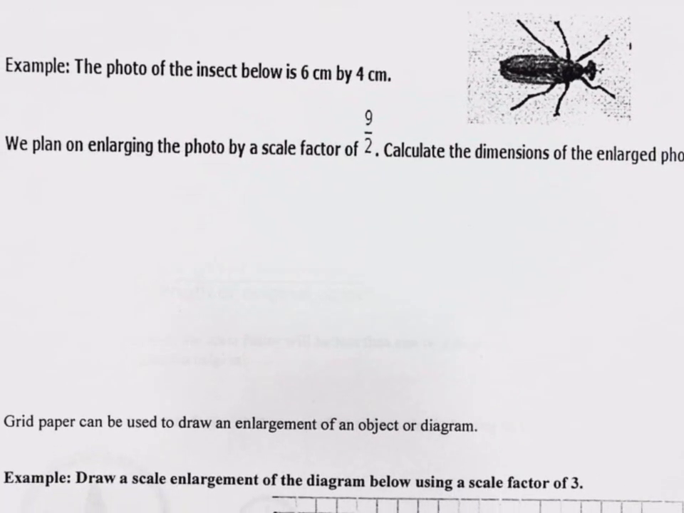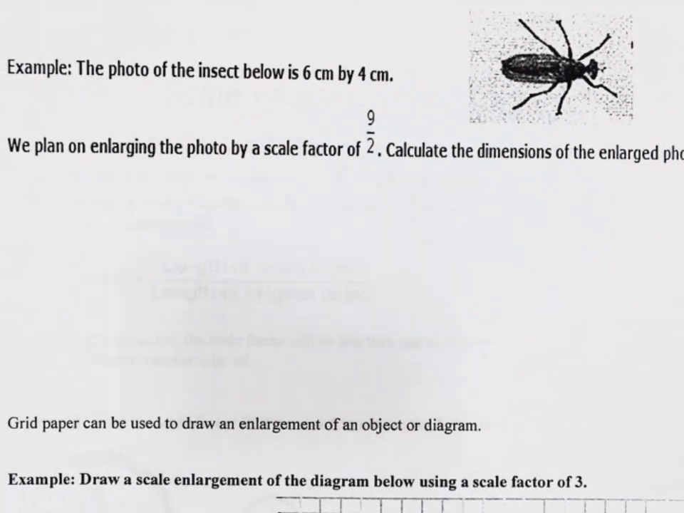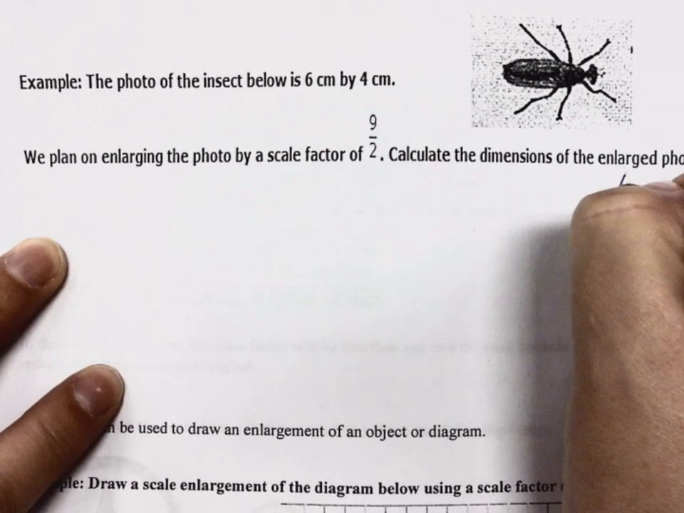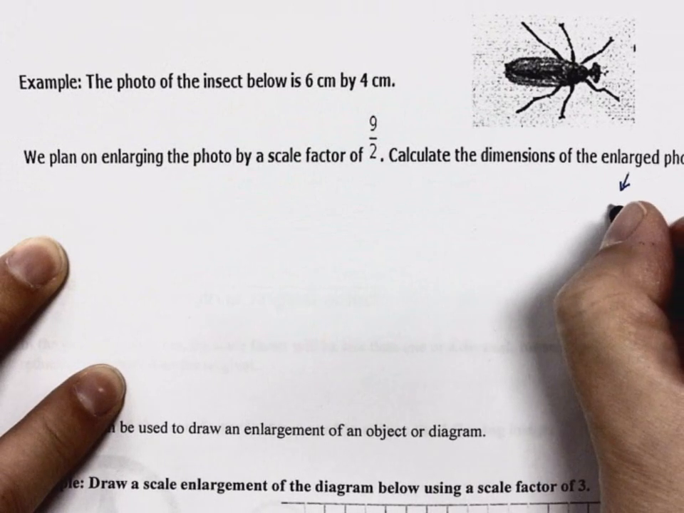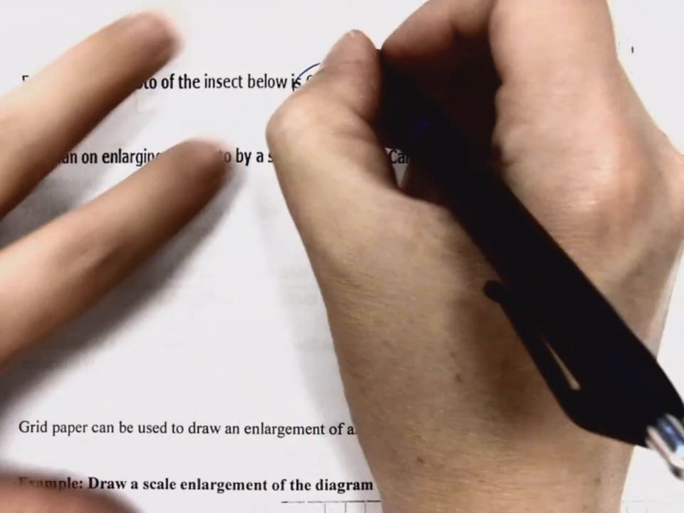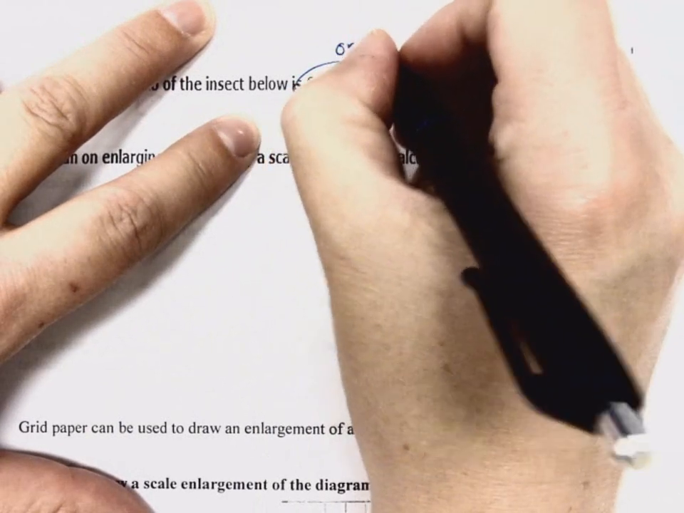All right, now we have a bug. Looks like some sort of beetle. Okay, we plan to enlarge the photo by a scale factor of 9/2. Calculate the dimensions of the enlarged photo. All right, so we are looking for the drawing. We're looking for the new one, and we have the information about the original.